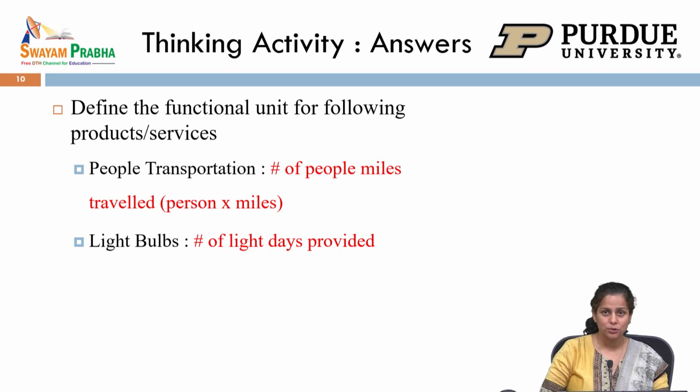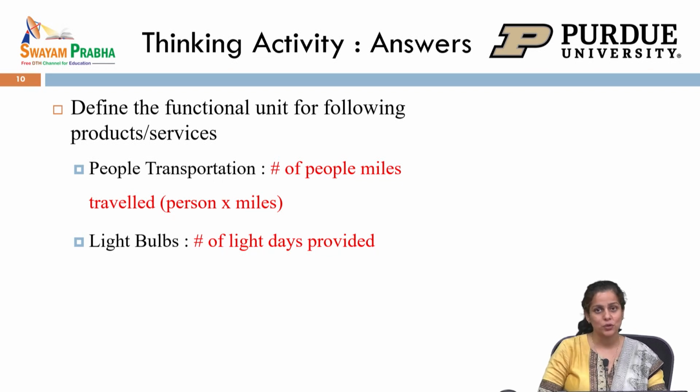So if I am going to use a bulb for 100 days versus I am going to use a bulb for 50 days, then when we do the equivalence or compare, we will use the actual number of days. We can also use the luminosity or the lumens, the number of lumens provided, which becomes even more technical.